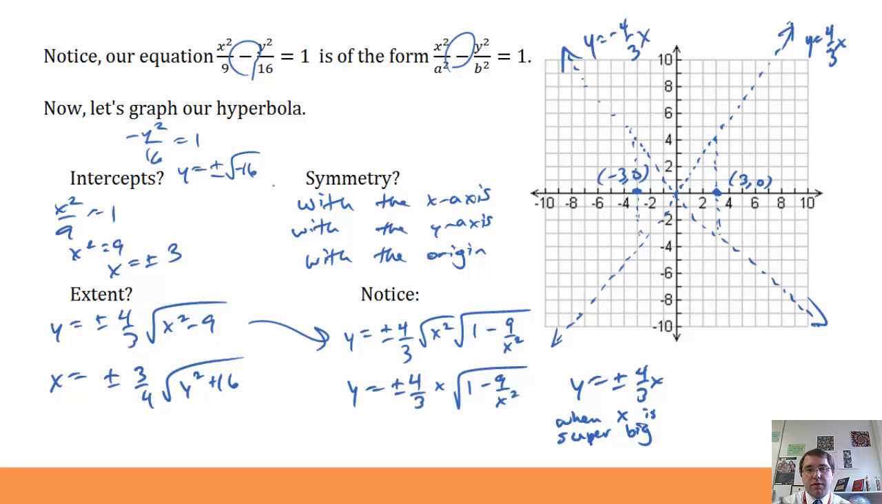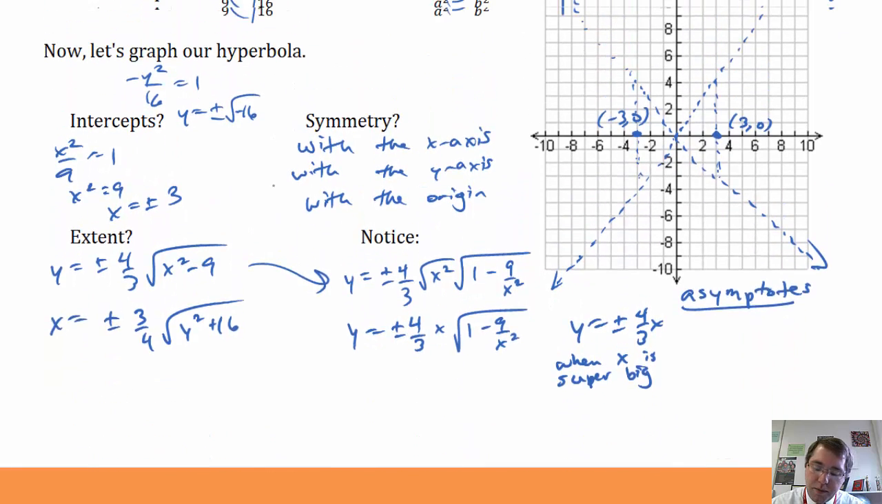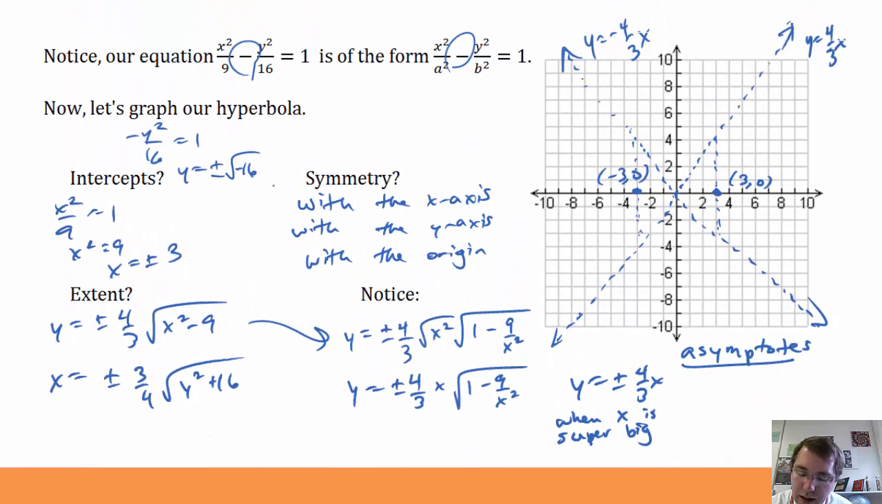My graph is going to be trapped by those lines, and it's going to get closer and closer to them as x gets further and further positive and further negative. Okay? Those are called asymptotes. A-S-Y-M-P-T-O-T-E-S. I have two asymptotes on my hyperbola. Okay? My hyperbola then will look like this. It's going to approach the asymptotes.